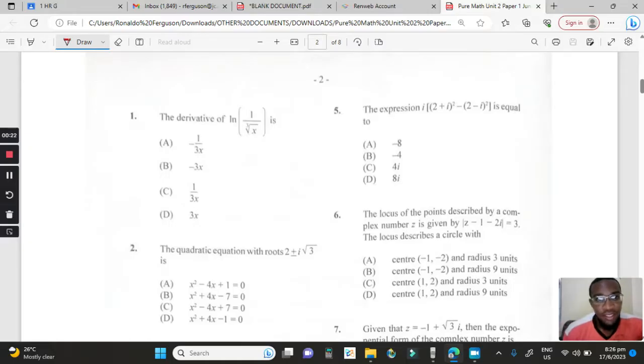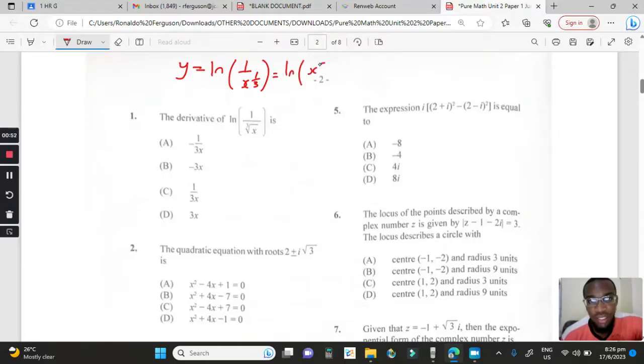So we need to find the derivative of ln of 1 over the cube root of x. I'm just going to call it y for simplicity. So let's call it y. y is equal to ln, and the cube root of x is x to the 1/3 power. So it's 1 over x to the 1/3 power. Now you can remember this is the same as ln of x to the minus 1/3 power.